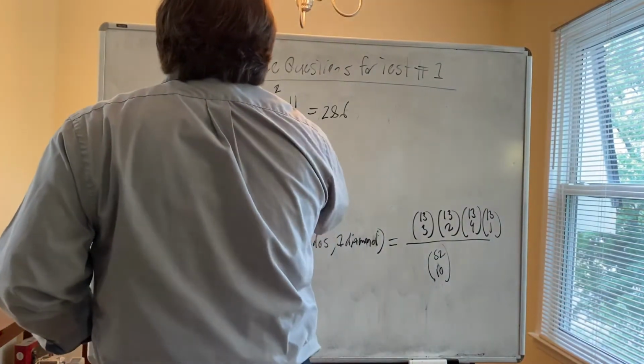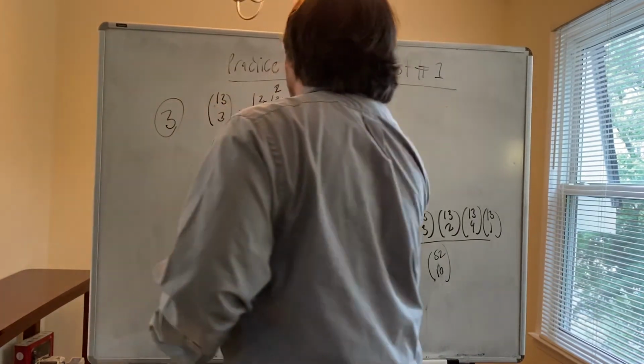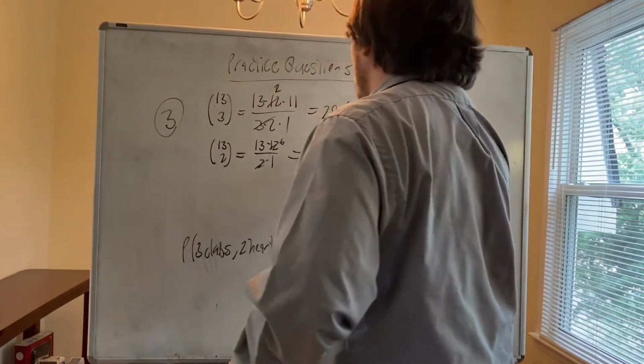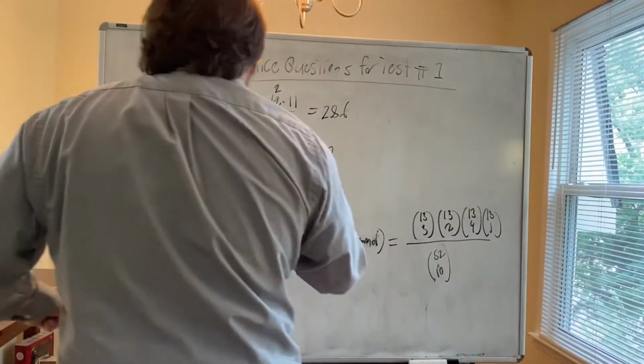13C2 is going to be 13 times 12 over 2 times 1. 12 over 2 is 6. 13 times 6 is 78. And so 13C2 is 78.